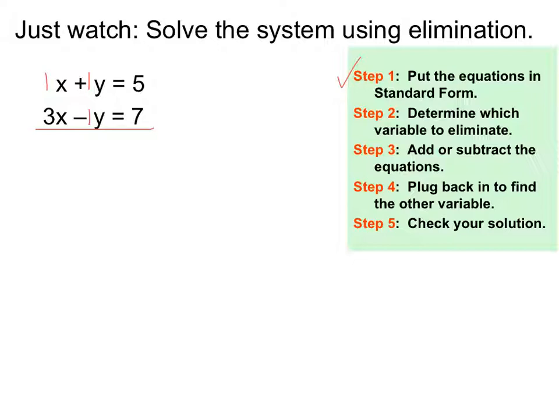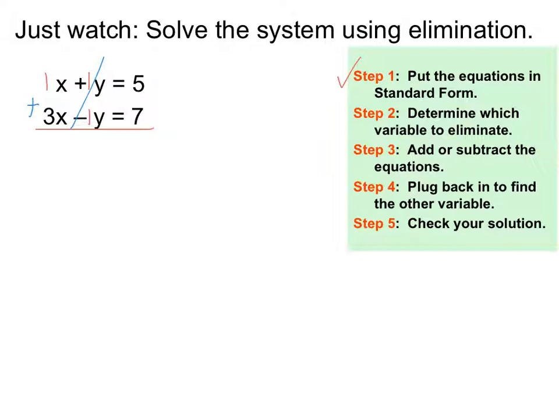I would move to step 3. I would ask if I add these two equations, is that going to eliminate, or if I subtract, would that eliminate? Because I already have a positive 1y and then a negative 1y, I know I can just add the entire top equation with the bottom equation, and that will make these go away because 1 plus negative 1 goes away.